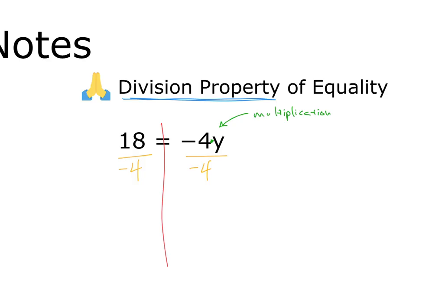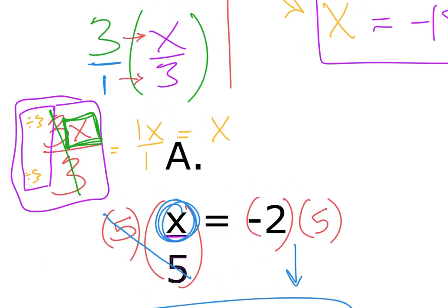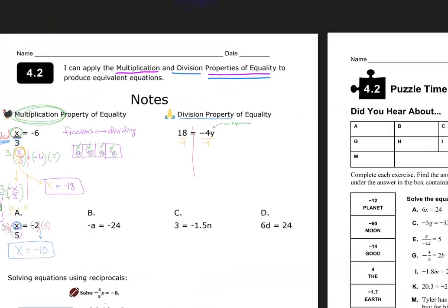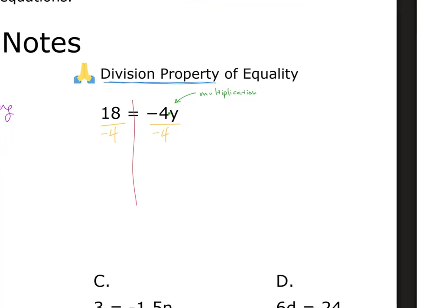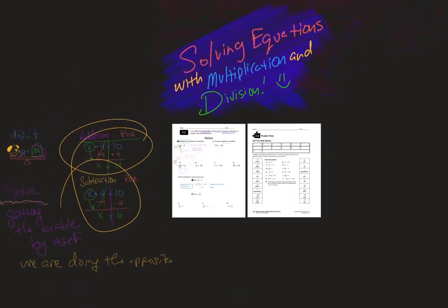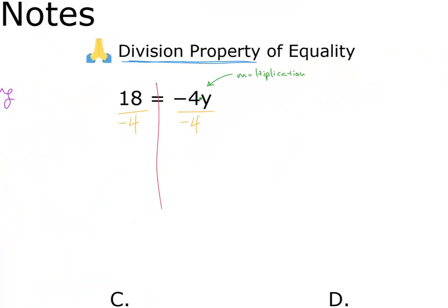And one thing I'd like to point out is this right here, does it remind you of this right here where we had 3 over 3x? Yeah, it kind of does, because division and multiplication are similar, just like addition and subtraction are similar. They have some overlapping qualities, right? Okay, so these -4's cancel, and we get y.